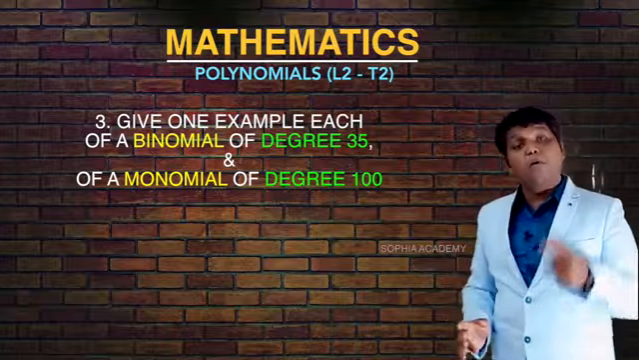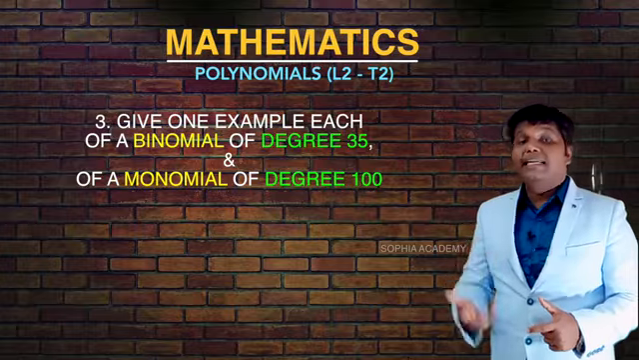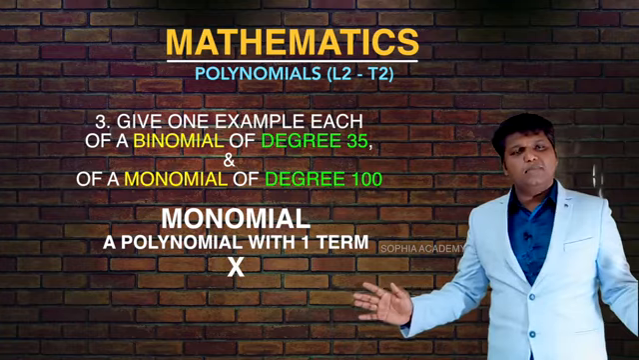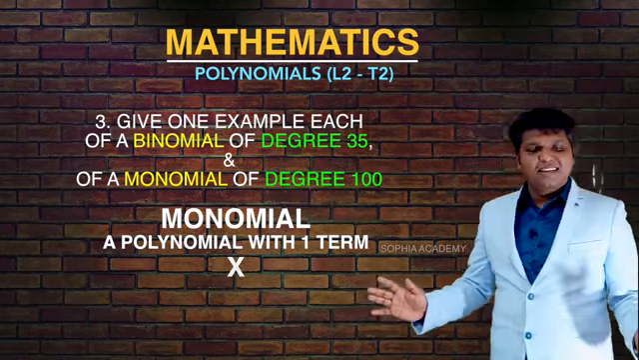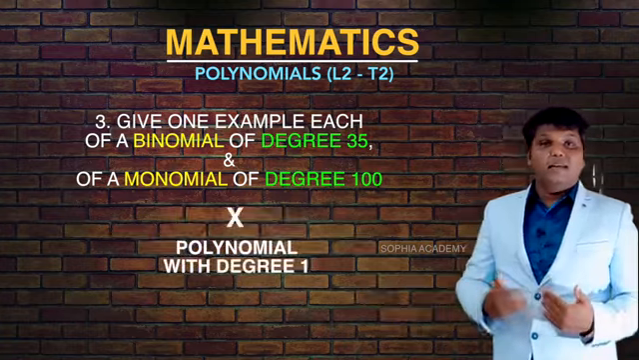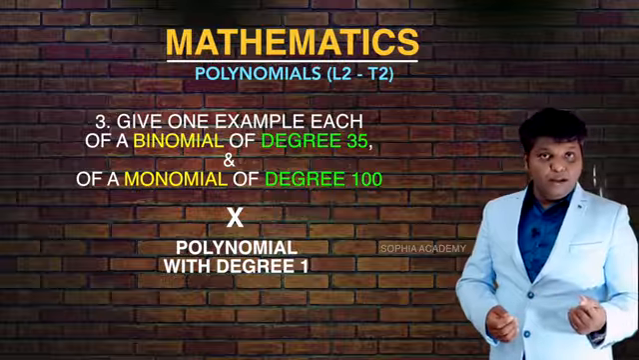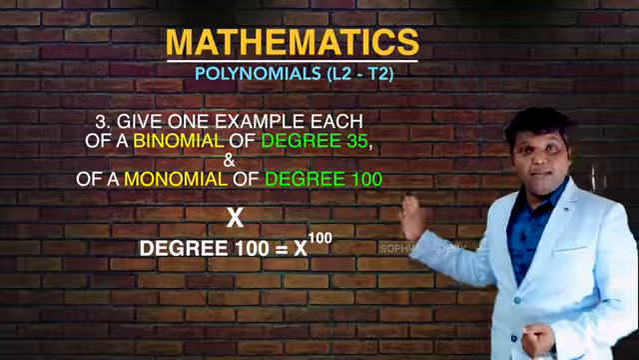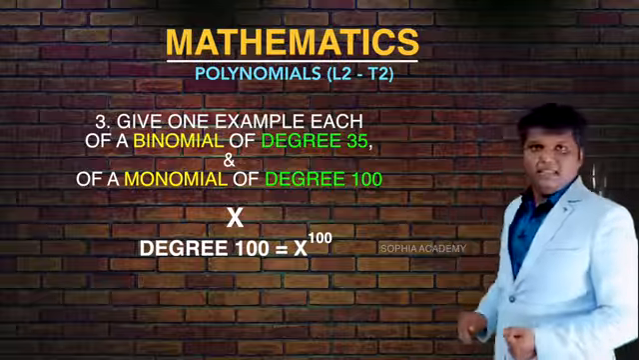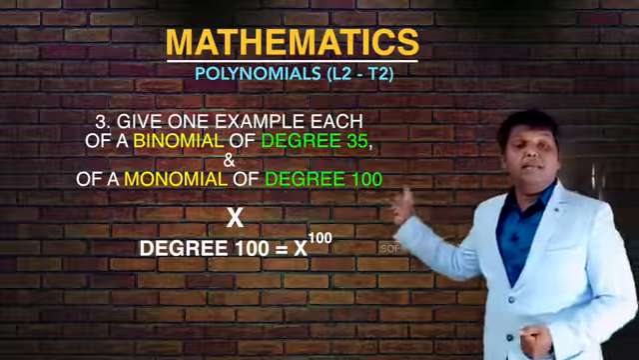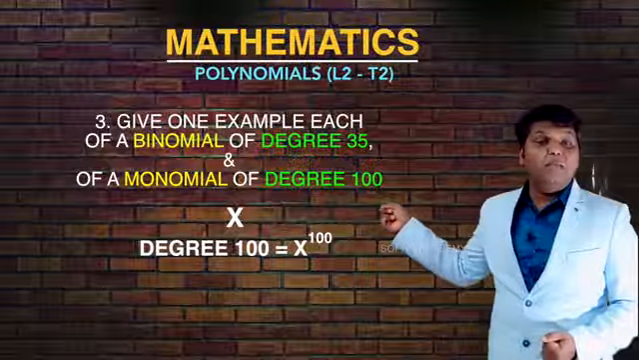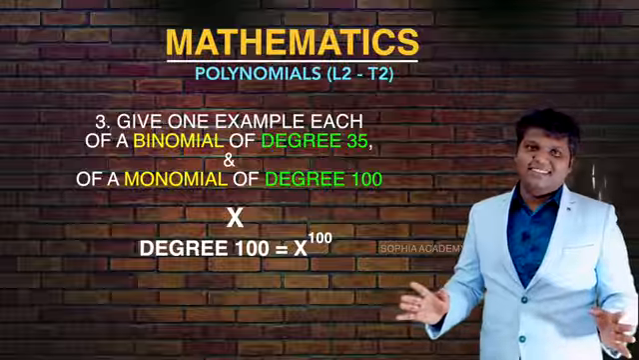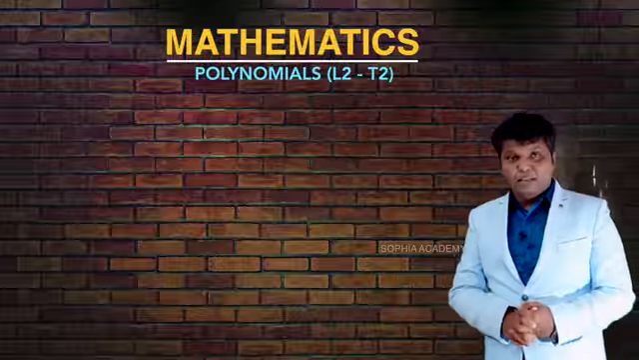What is the second question along with that one? You have to find a monomial with degree 100. Simply say a monomial, x. A simple monomial, x, right? What about the degree of x? It is 1. What do we have to make? We have to make it 100. So tell me, how will we write? x raised to the power 100. Now the degree of this monomial became 100. It's a monomial and the degree became 100. That's it. Next one, main question number 4.